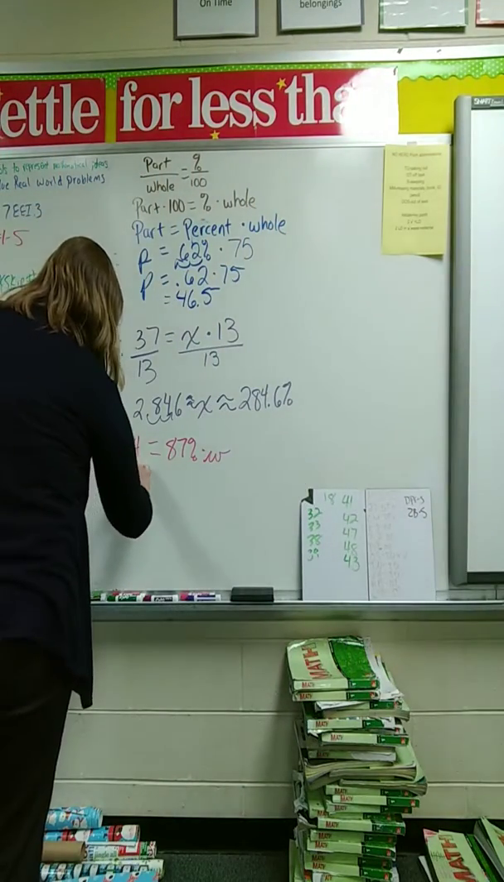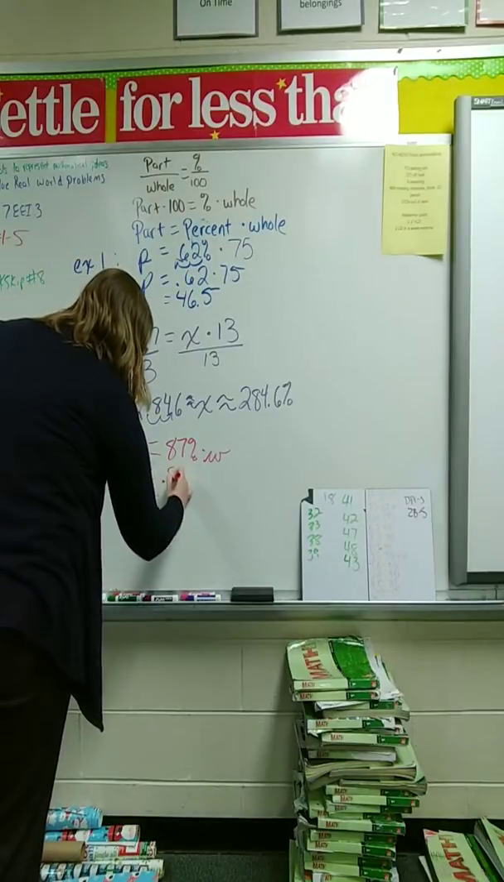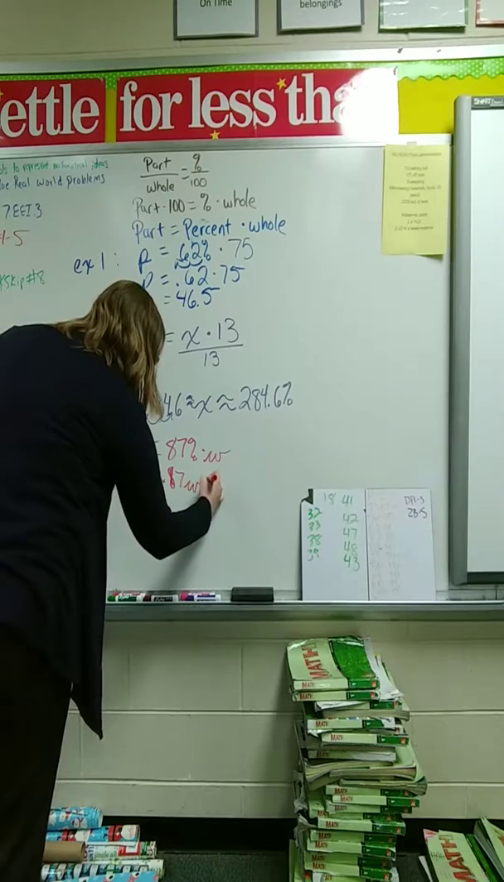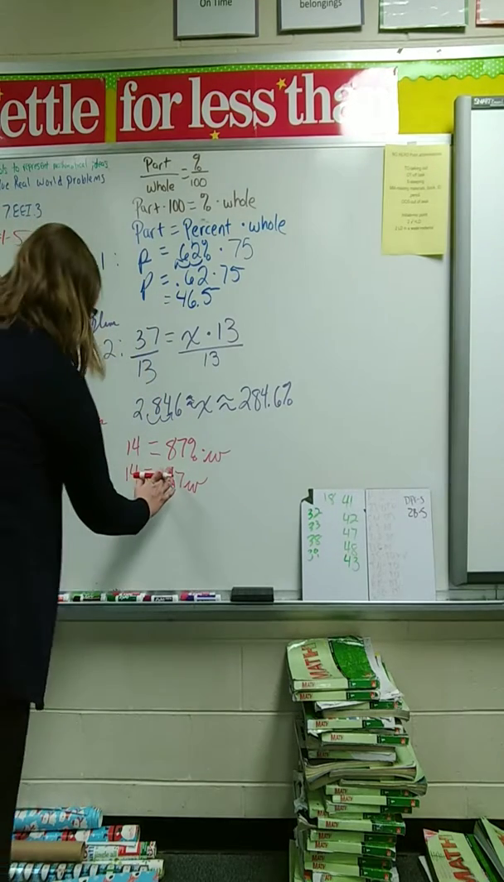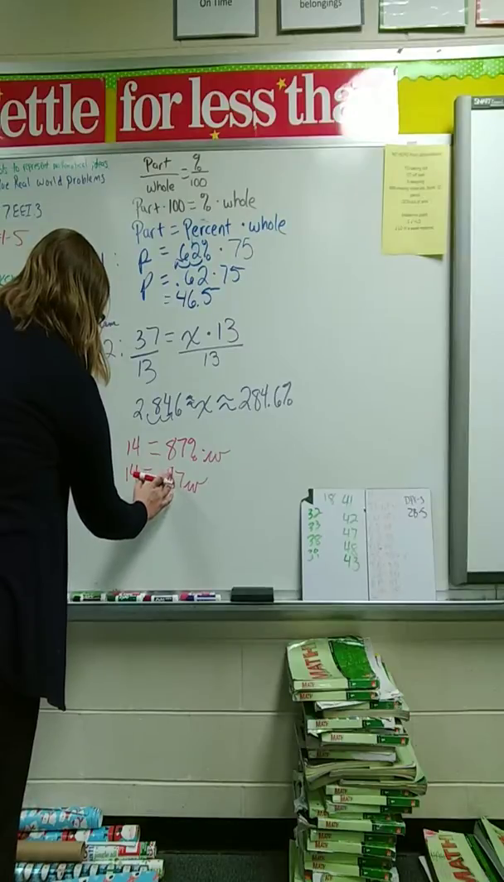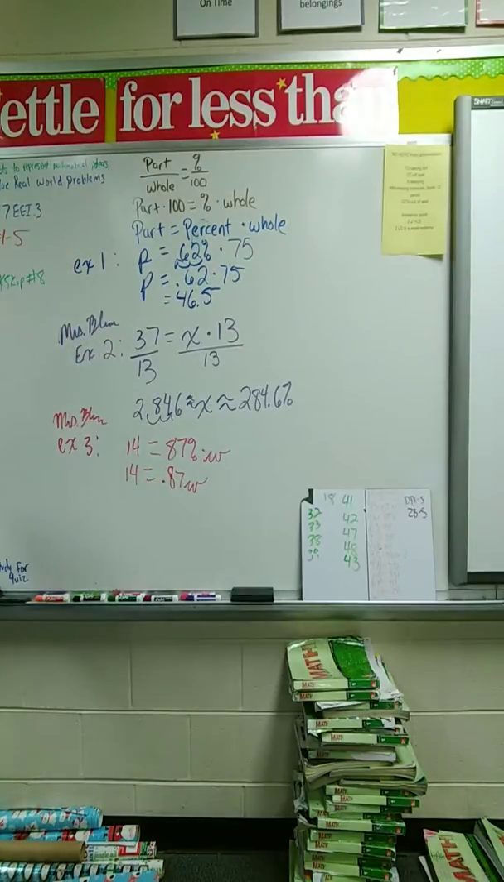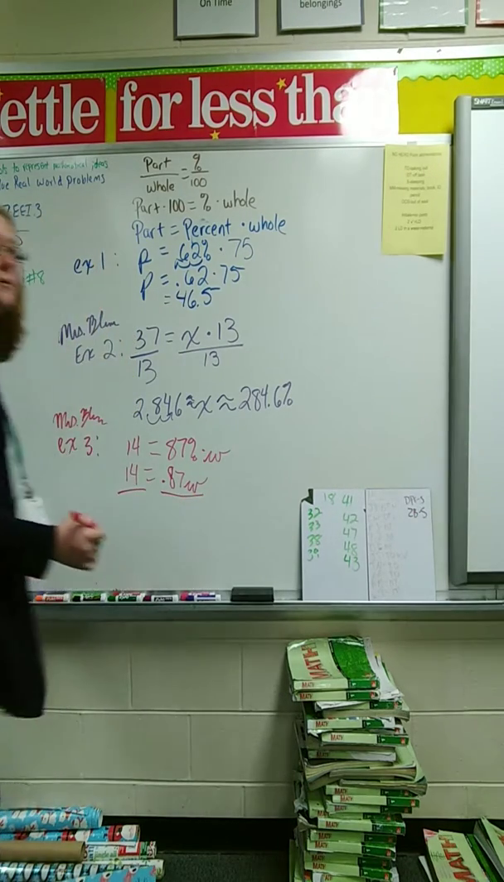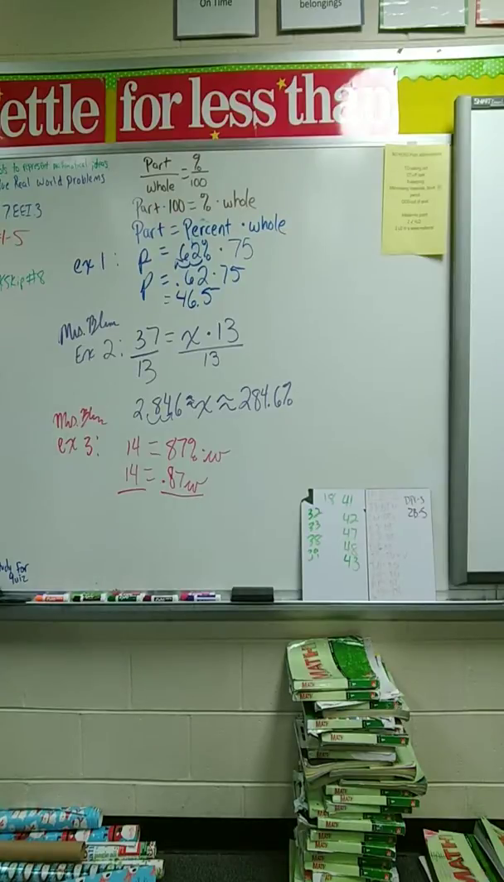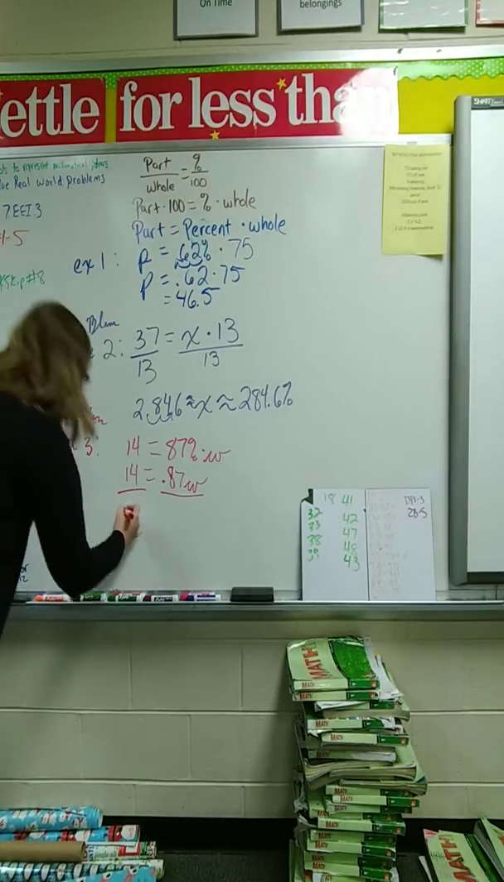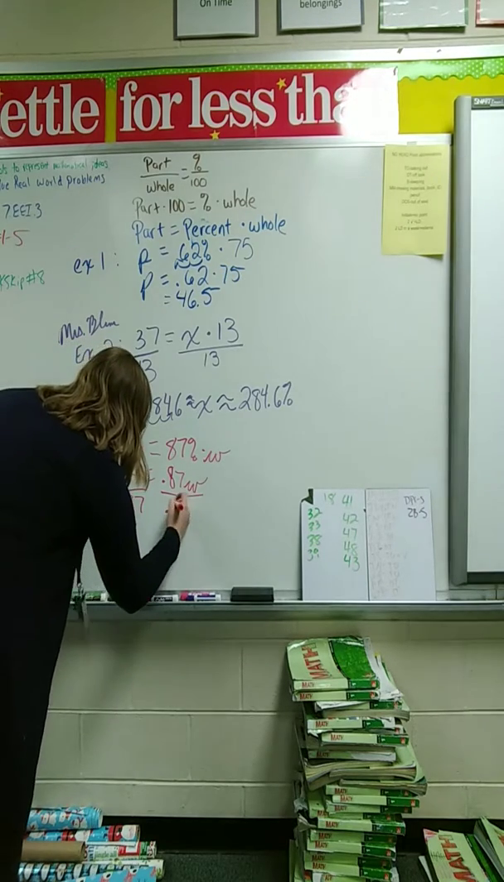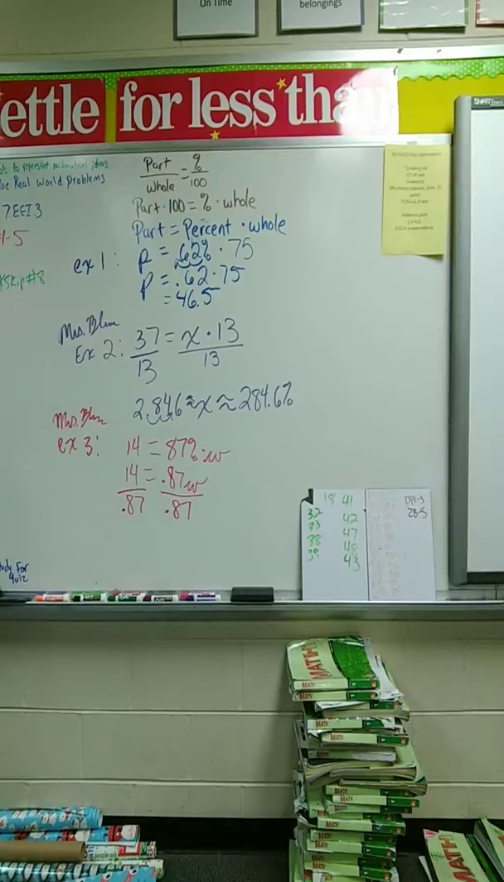So that's 14 equals 0.87 W. Okay. Now I'm going to divide. What am I going to divide both sides by? 87? No. 0.87. I'm going to divide by 0.87. If I divide by a decimal, is my quotient going to be greater or less than what I started with? Greater. Okay? So 14 divided by 0.87.